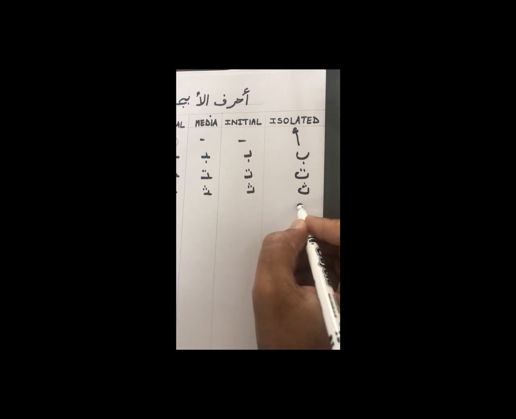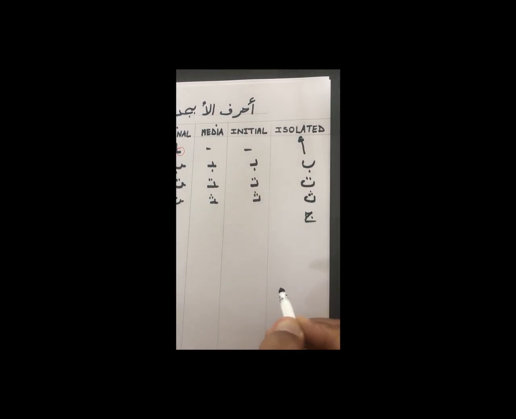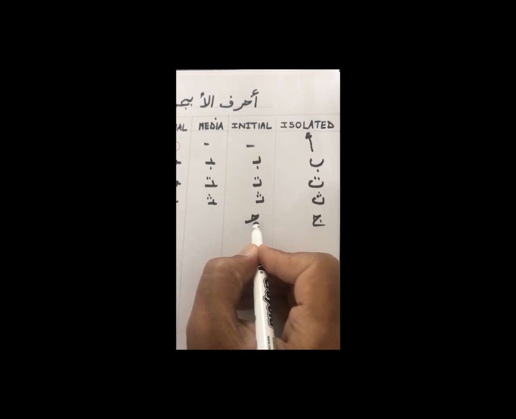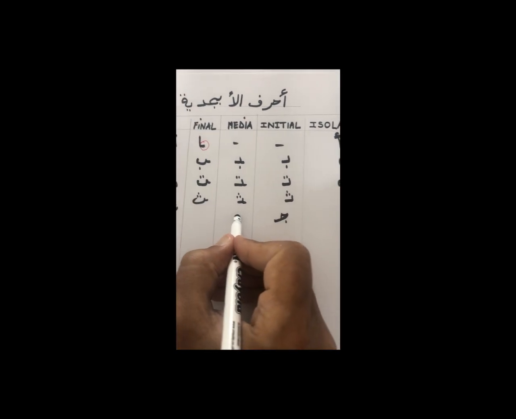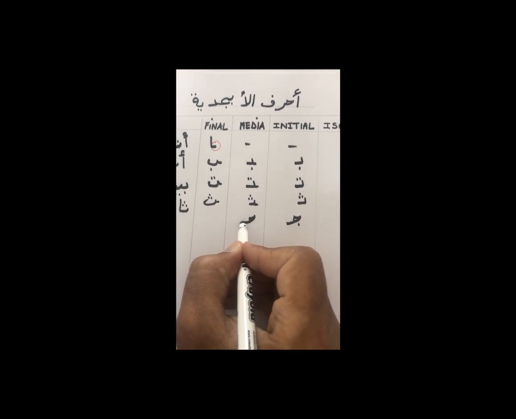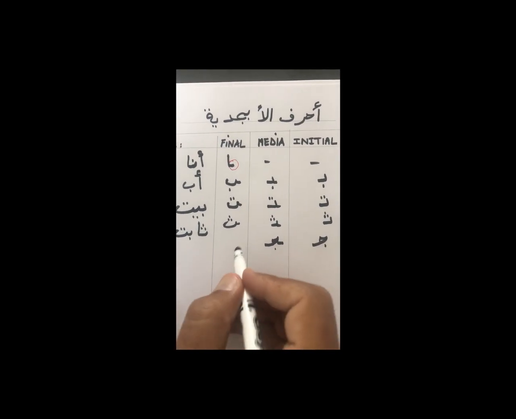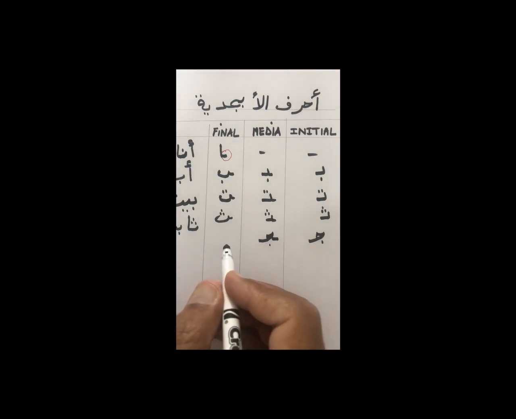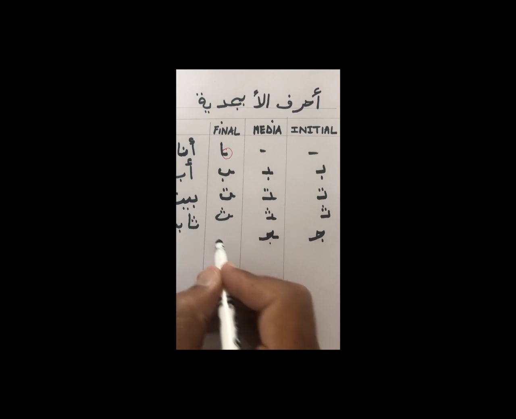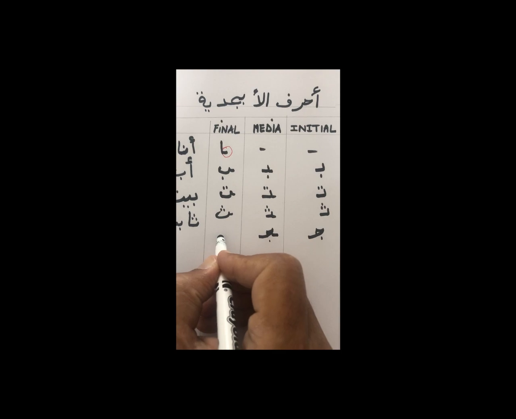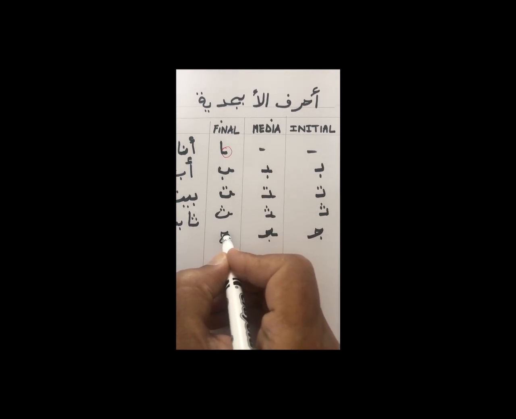ثابت. Now jim. Jim, this is isolated. Jim at the beginning. Jim at the medial. It's not clear with this kind of thing. I will try to be better in the next letters because they look the same. And at the end, you write it similar to the beginning. You write jim like that with a little liaison, and you put the dot in here.